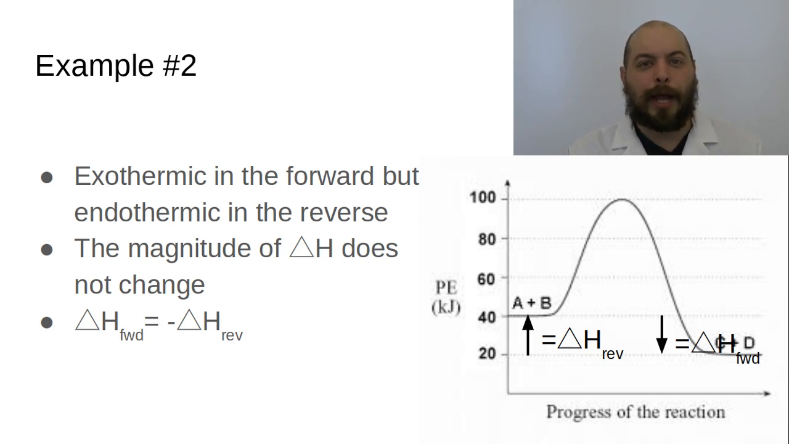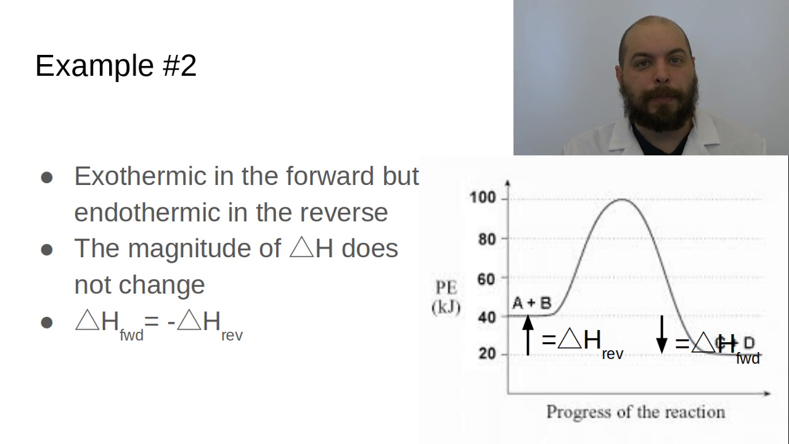Well, that's because some reactions are reversible. Some reactions are reversible, which means that not only can we move in the forward direction, where A and B are reactants and C and D are products, but we can also go in the opposite direction, where C and D become my reactants and A and B become my products. What does this mean in terms of delta H?